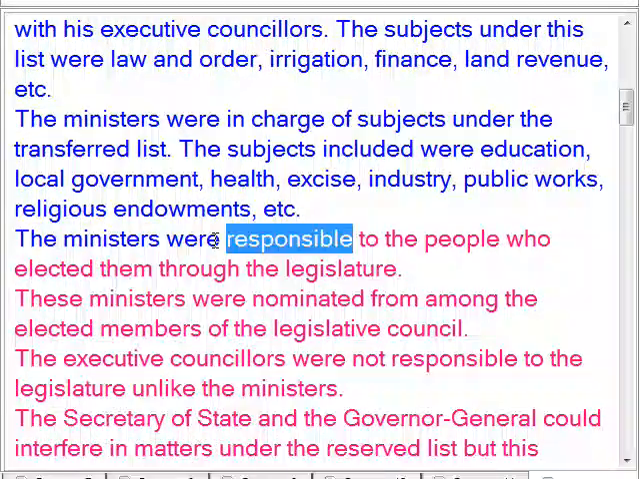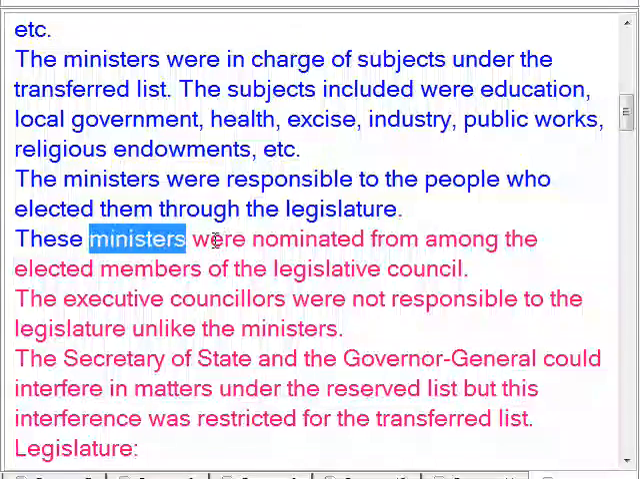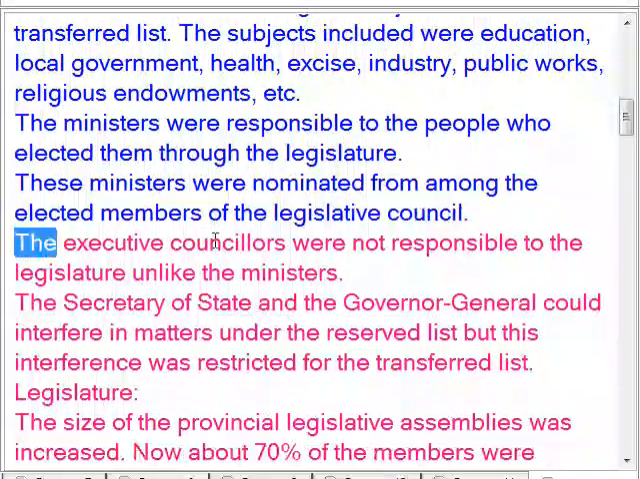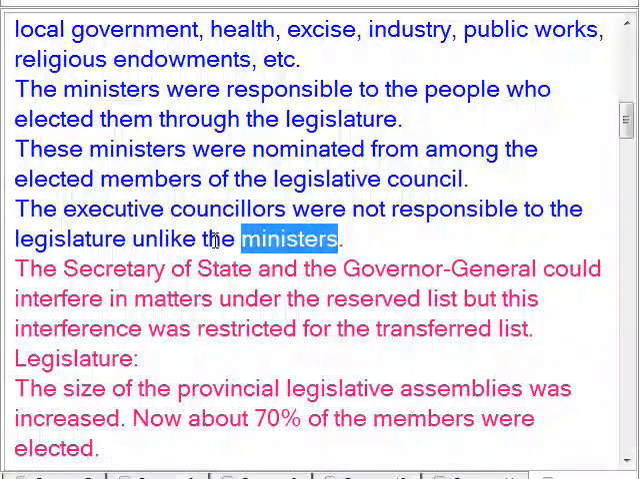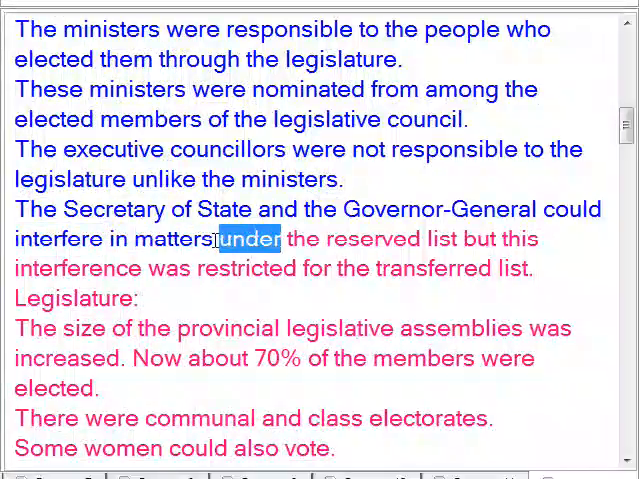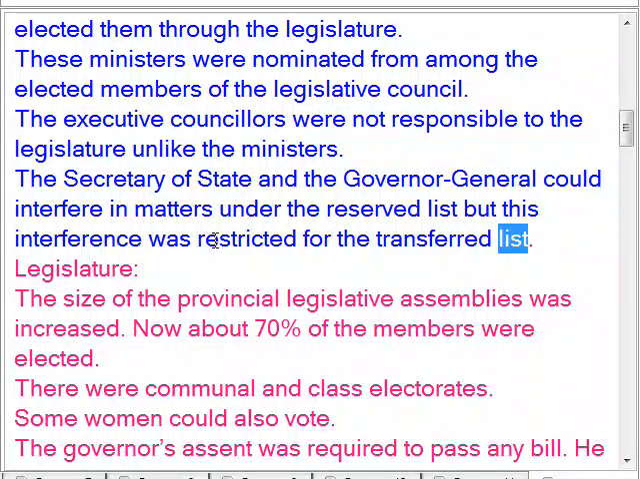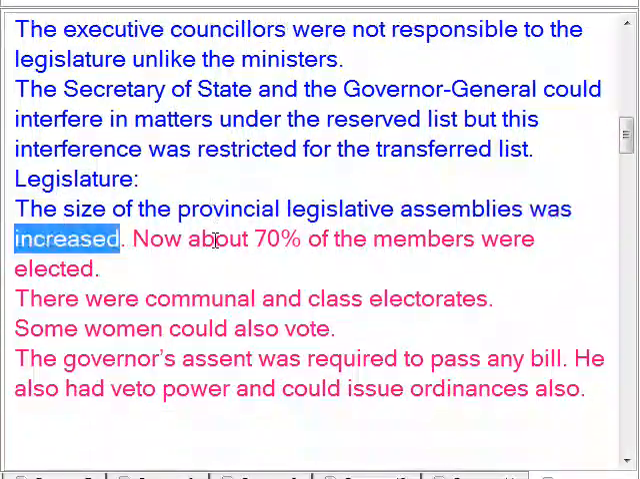The ministers were responsible to the people who elected them through the legislature. These ministers were nominated from among the elected members of the Legislative Council. The executive councillors were not responsible to the legislature, unlike the ministers. The Secretary of State and the Governor-General could interfere in matters under the reserve list, but this interference was restricted for the transferred list.